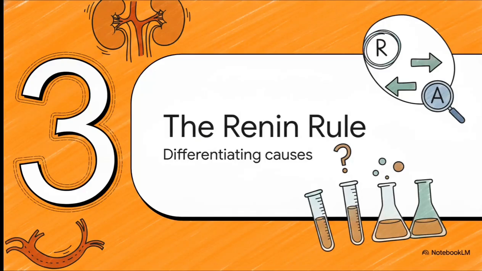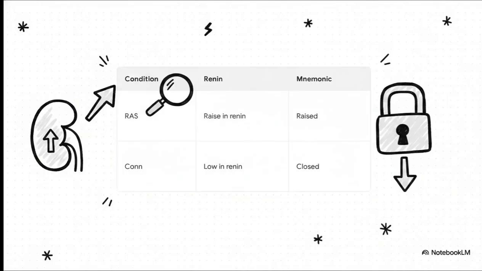Section 3, the renin rule, and how it helps differentiate these causes. Here's where it gets really elegant. How do you tell them apart on a micro level? You use the renin differentiator. RAS is raised, meaning a raise in renin, while Con is closed, meaning low in renin. It's brilliant because the letters do the heavy lifting for you.